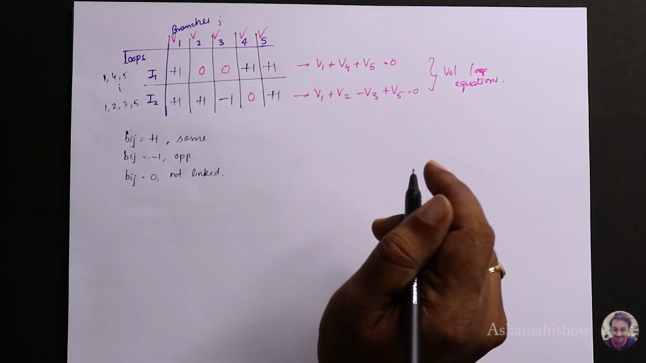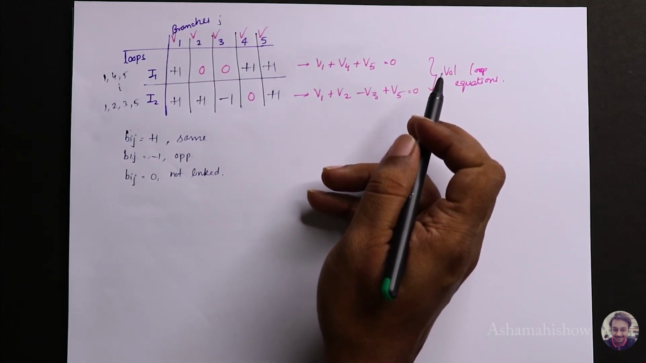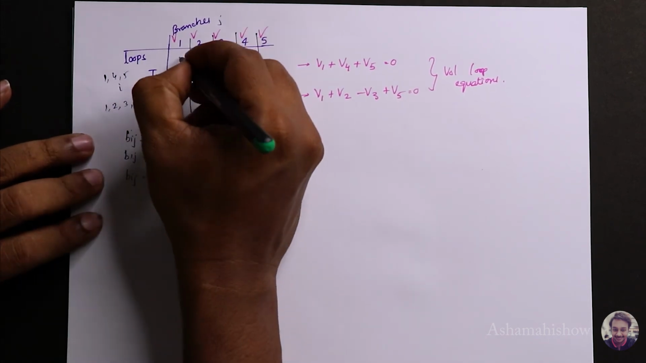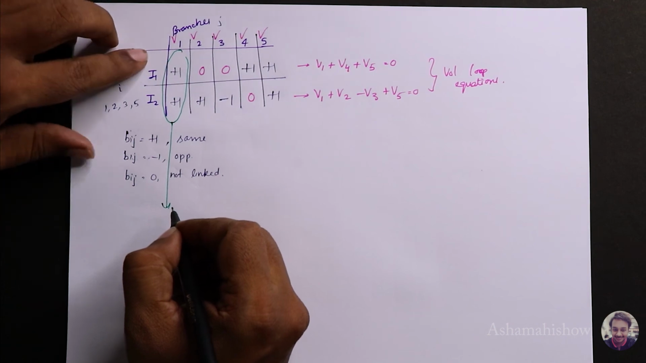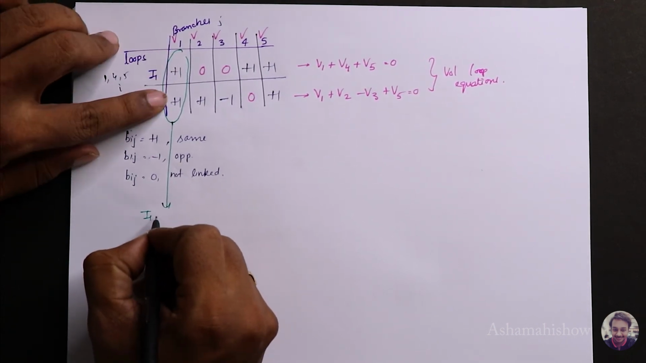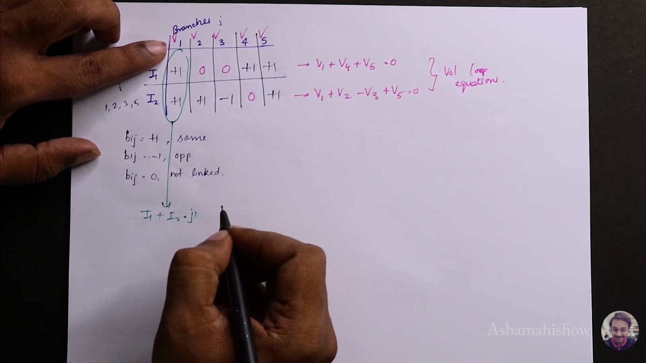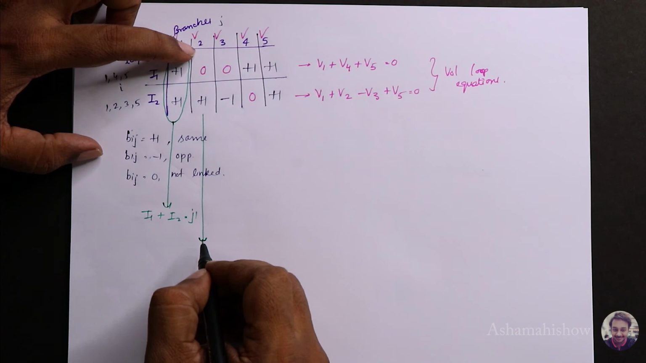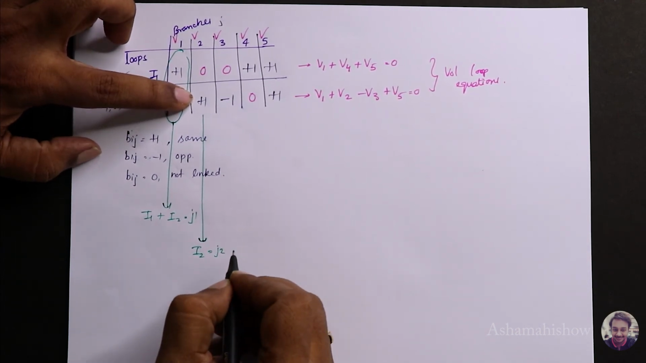Right. So from the row format we have written the voltage loop equations. Now from the column format we will write the current equations. Very easy. In the column, this way. Your first column: I1 plus I2, both are plus, right? So I1 plus I2 is equal to which branch? First branch, so J1. Second column: we don't have I1 here. We have only I2 and that is plus. So I2 is equal to J2.